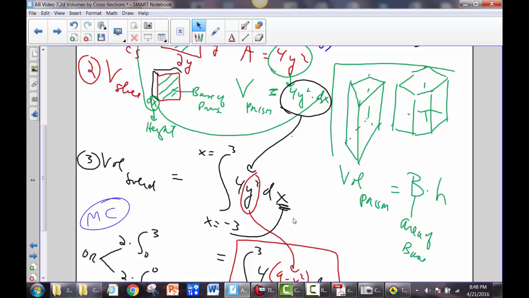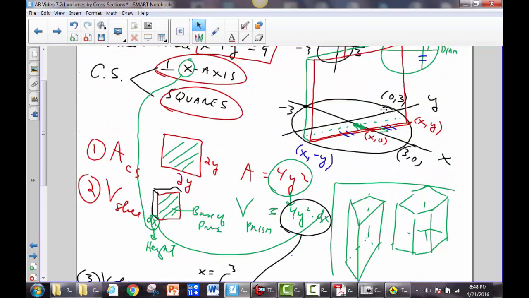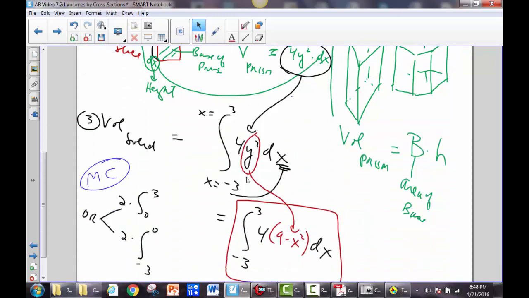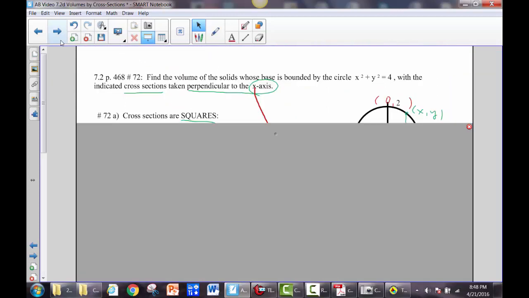The other thing that they can do, and they will do this in multiple choice, this is a symmetric base, so you could do -3 to 3, you could do 2 times 0 to 3, or you could do 2 times -3 to 0. So any one of those would be fine.